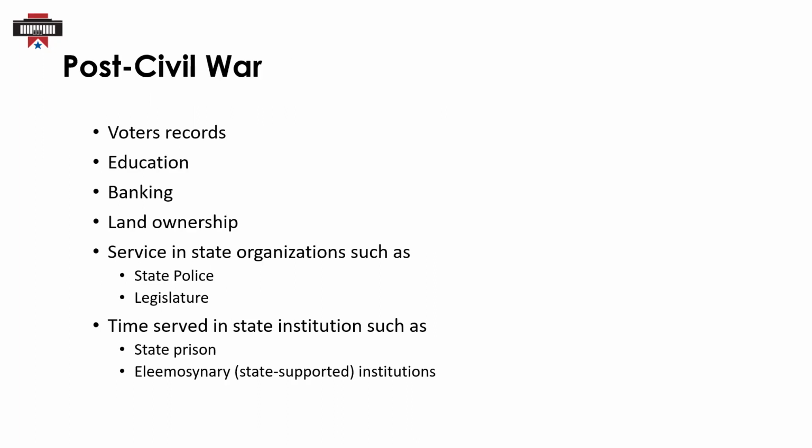Our discussion of archival resources covers the Reconstruction era through the early 20th century. During this time, formerly enslaved individuals and their families had the possibility of exercising new rights, including suffrage, education, banking, and land ownership. In addition, there may be records for individuals who served in the state police or legislature, or entered a state prison or other state-supported institution.